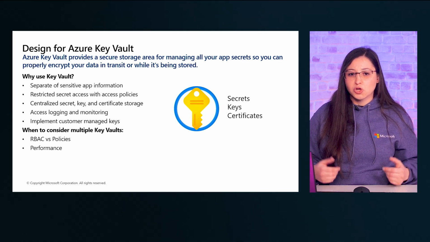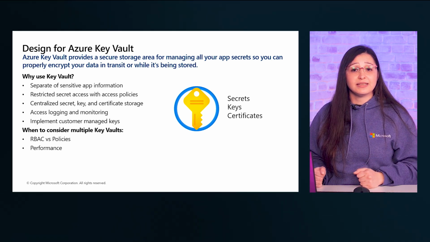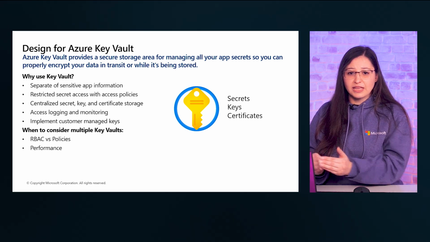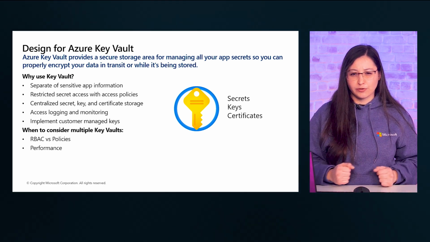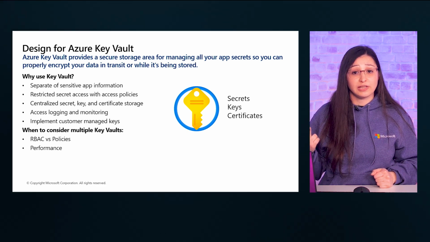Our applications don't know secrets anymore. They authenticate using managed identities or service principals. They request exactly what they need when they need it. That's zero trust. Assume breach, verify explicitly, and use least privilege.